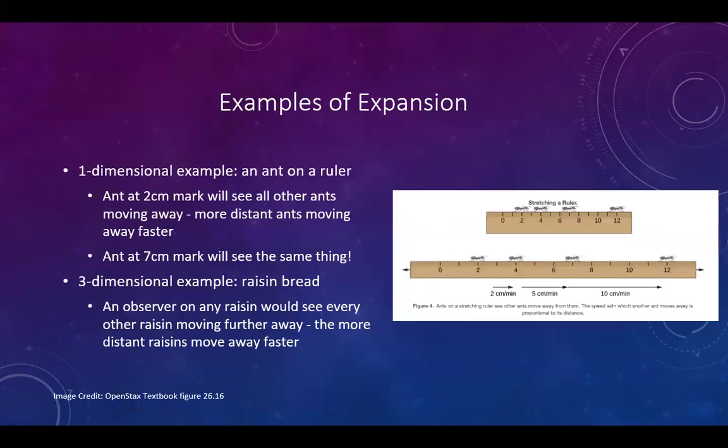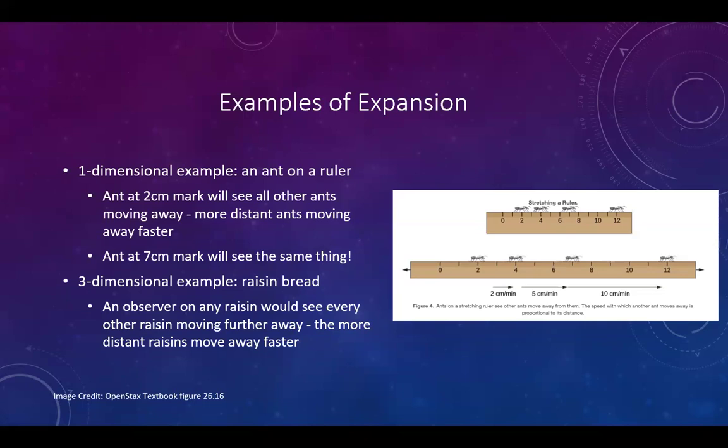An example of this, a one-dimensional example, is ants on a ruler. If we have ants on a ruler and we stretch that ruler out, let's say it was made of rubber, an ant at the 2 centimeter mark will see all other ants moving away, with more distant ants moving away faster. But an ant at the 7 centimeter mark will see the exact same thing. So here at the 2 centimeter mark, you see all these ants moving away from you, with the more distant ants moving faster. But at the 7 centimeter mark, all the ants are moving away from you, with the more distant ants moving away faster.